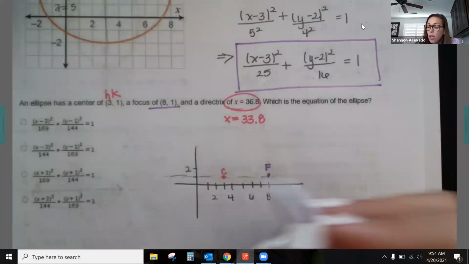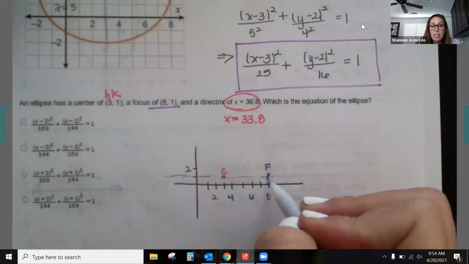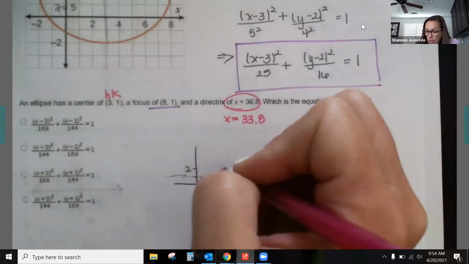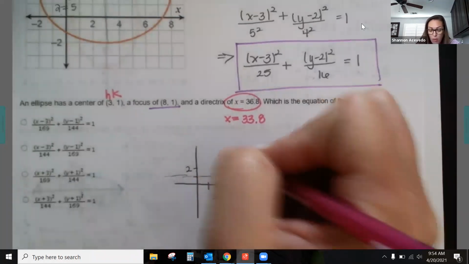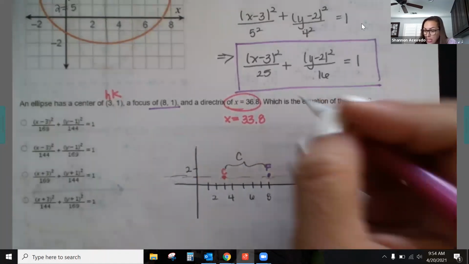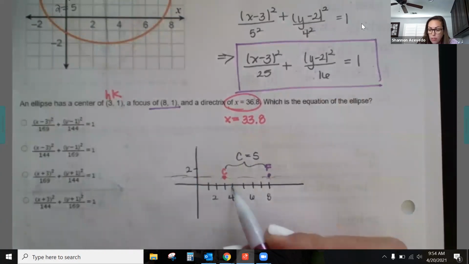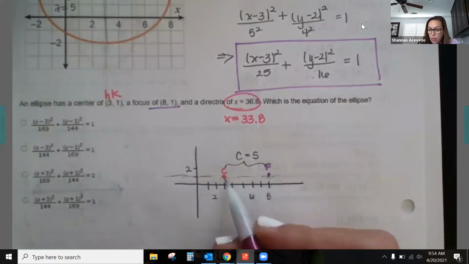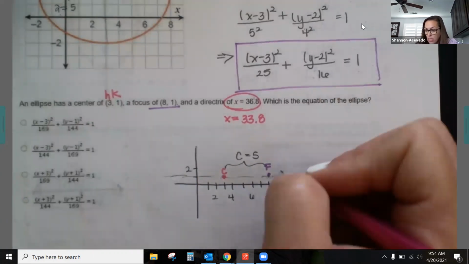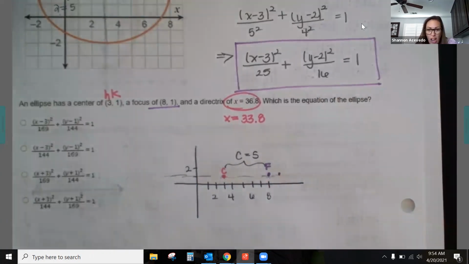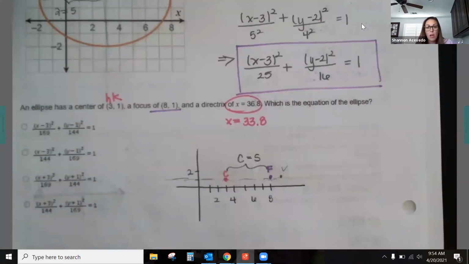Okay, so center to my focus, that distance is always going to be my value of C. So in this case, C is equal to 5. Because if I'm here at 3, there's 4, 5, 6, 7, 8. There's a distance of 5. So a vertex has to be somewhere over here. I don't know where it's at, but I know it's going to be along that same major axis.